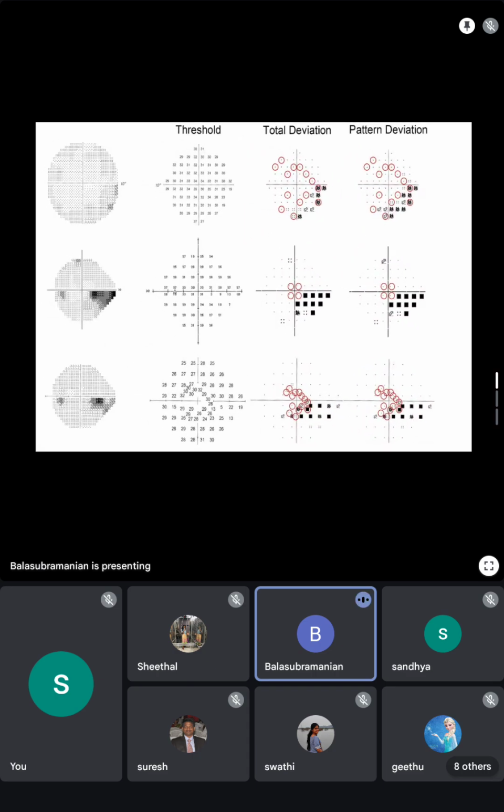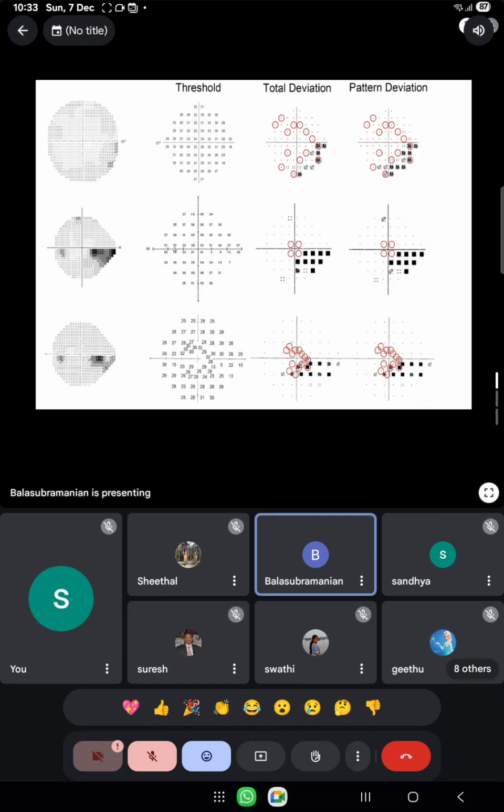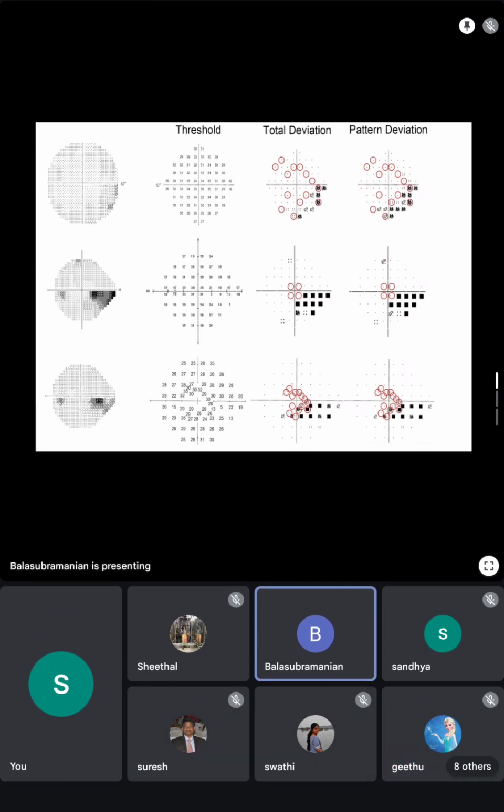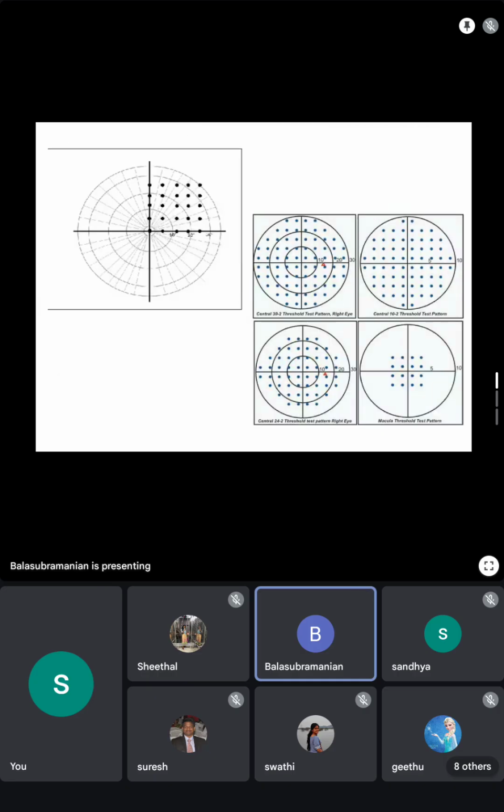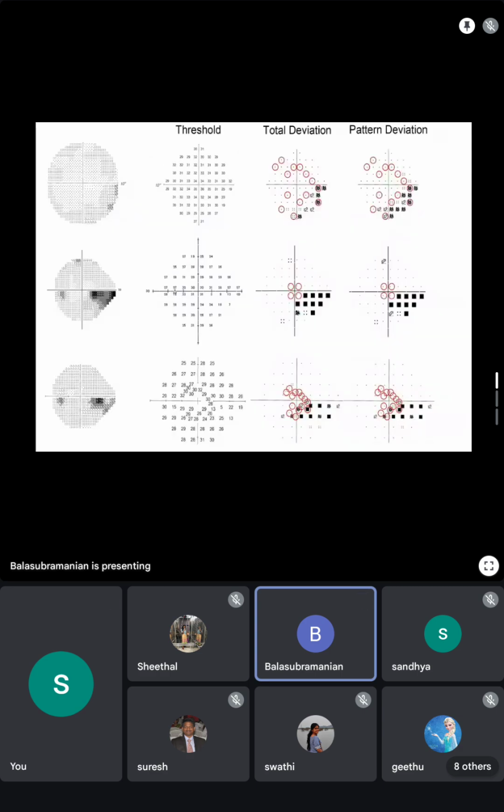This is very simple. First image shows 30-2. Did you see the number? 10, it's a 10-degree field. So 10-2. In the first image it is the gray scale. And the next one.